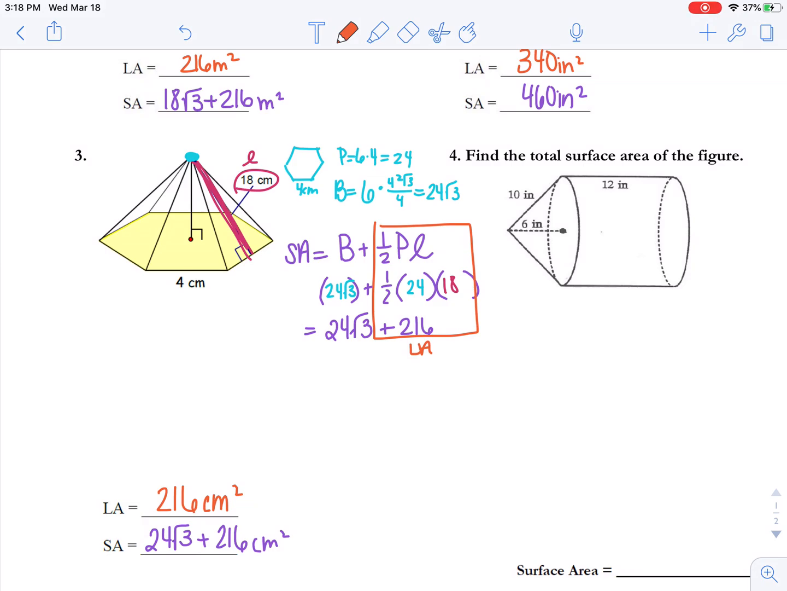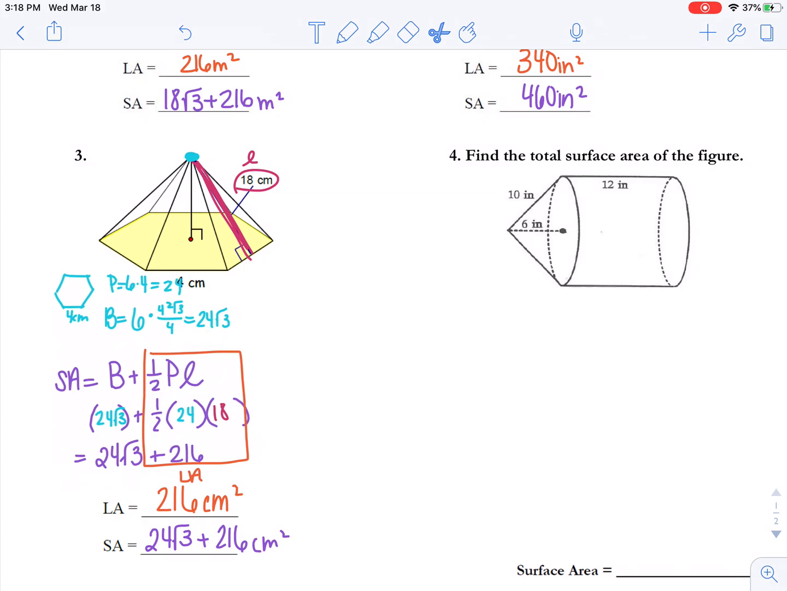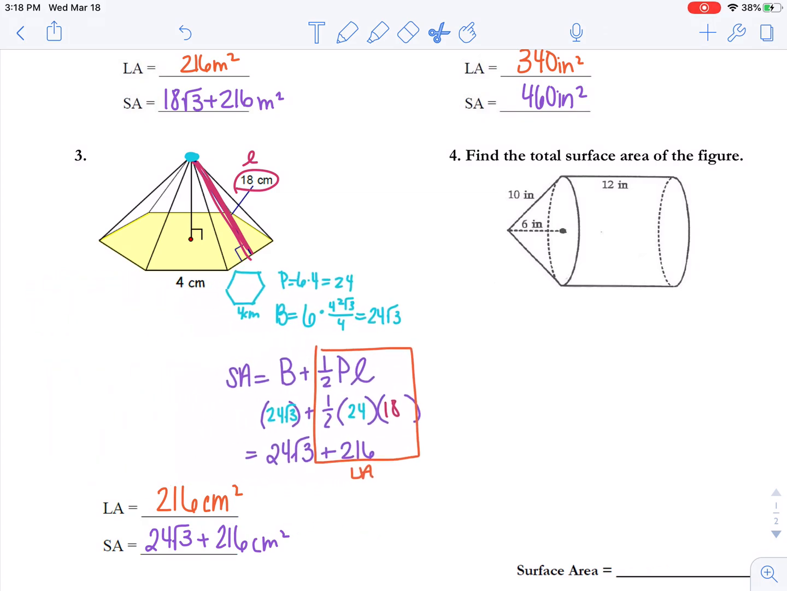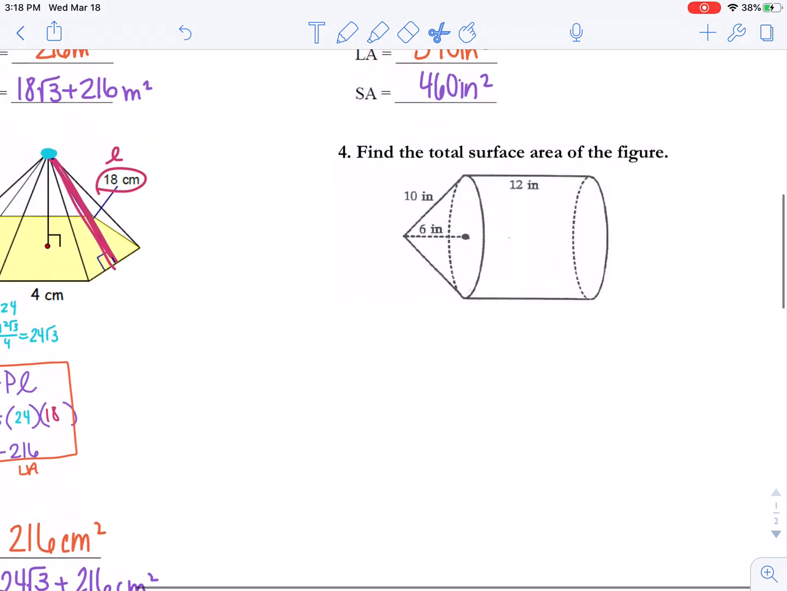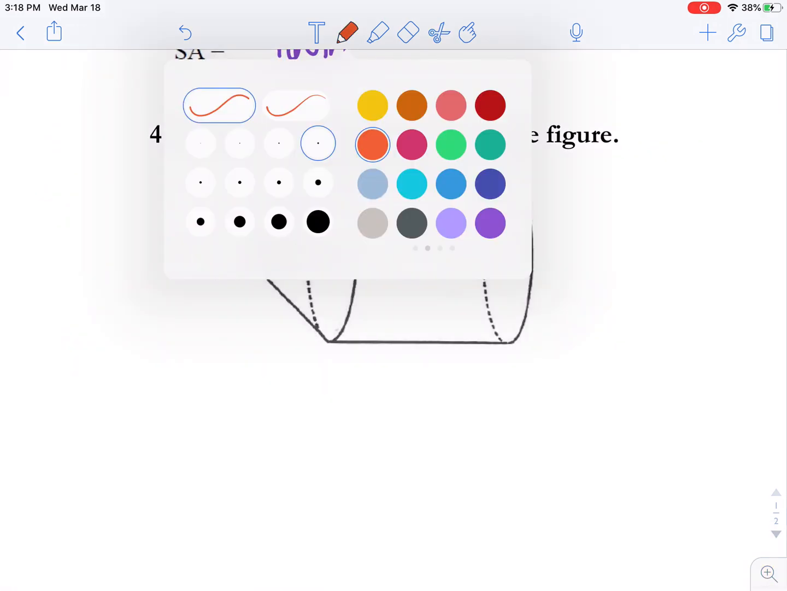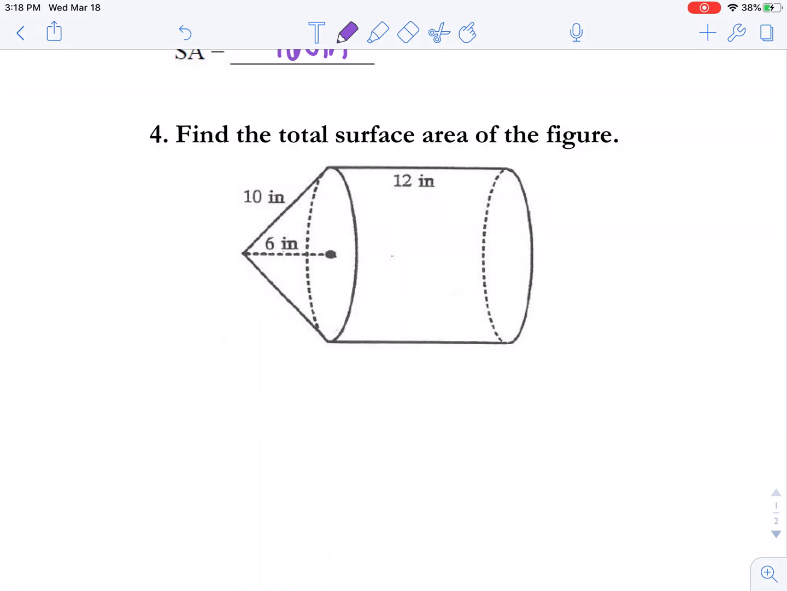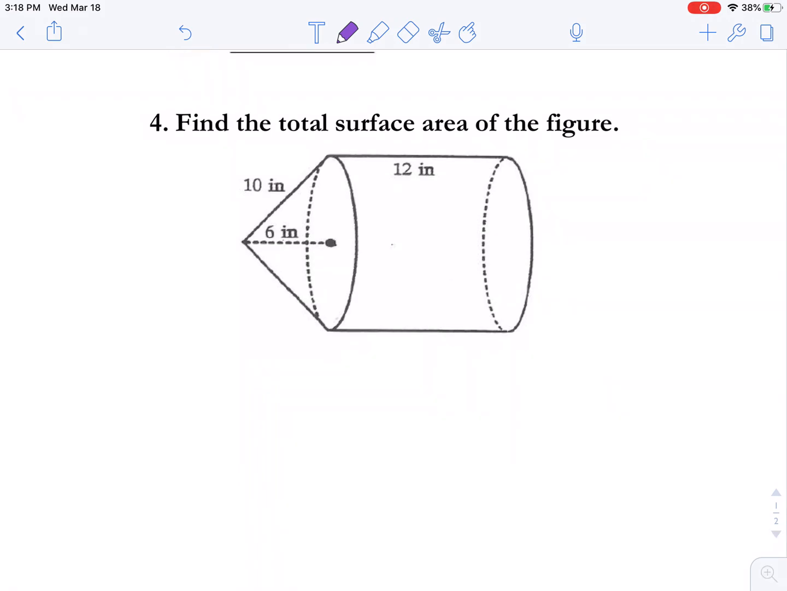All right, moving right along, I'm just going to scooch this over so we have more room for this composite figure. All right, number 4. Again, a composite figure, things that are stacked on top of each other. The first thing you want to identify is what's being stacked. So I see that we have a cone here and a cylinder here. So that's how I'm going to break up my work, cone plus cylinder. Since we're stacking them, we will be adding.